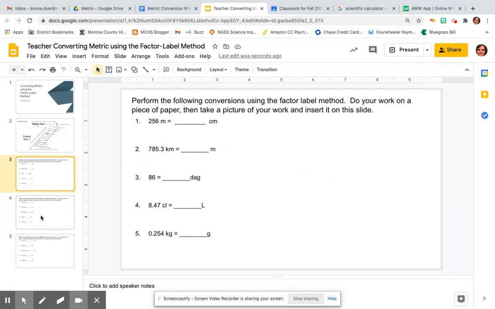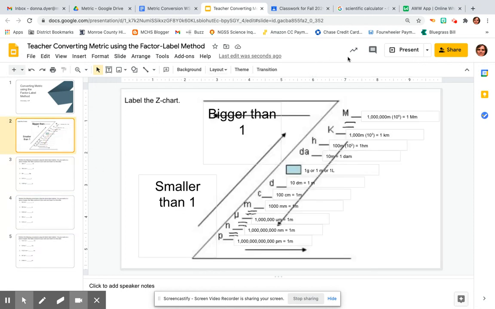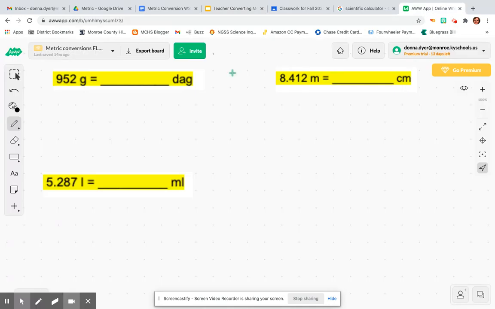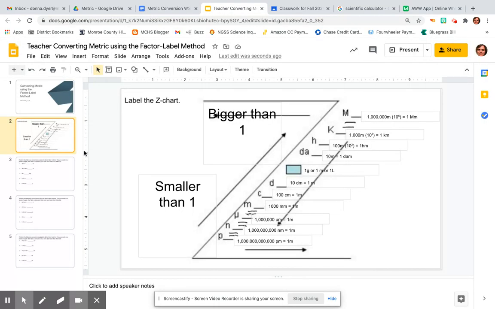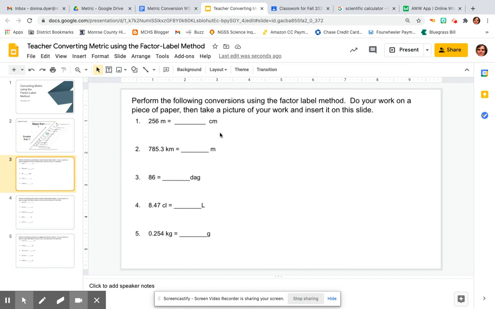So these next 3 slides are ones that you're going to be doing for your own practice. So I'm going to be doing some different examples. Okay, so here's a problem. Notice how my problems are just exactly like yours. The only difference is my problems are in yellow and yours are in white. Okay, but the same format.